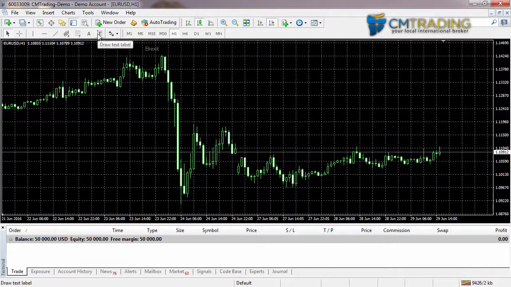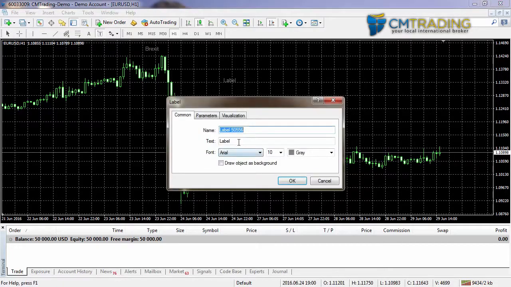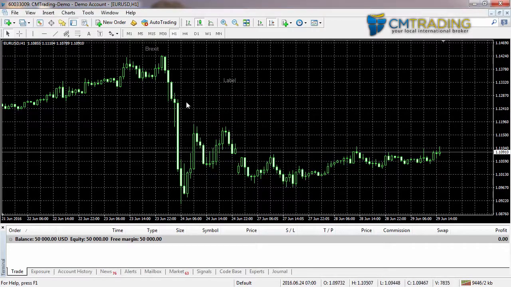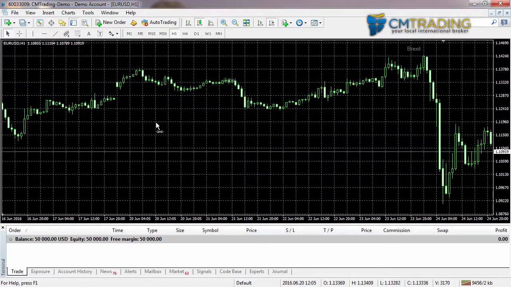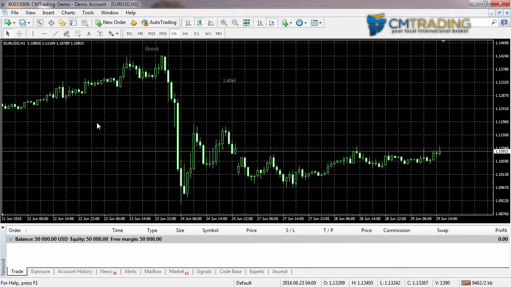Now we have a label. I'm going to put it down over here, and I'm just going to leave the text as it is. Click OK. Now you'll see the difference. When I scroll back, my Brexit moves with the chart, but the label stays where it is.